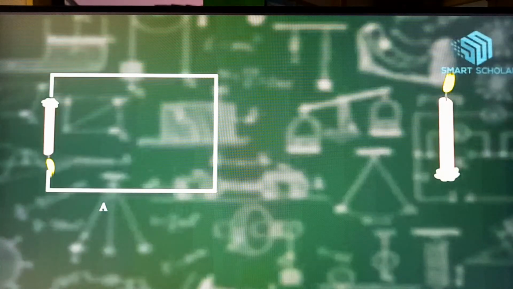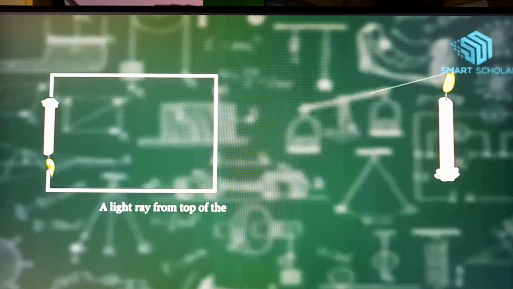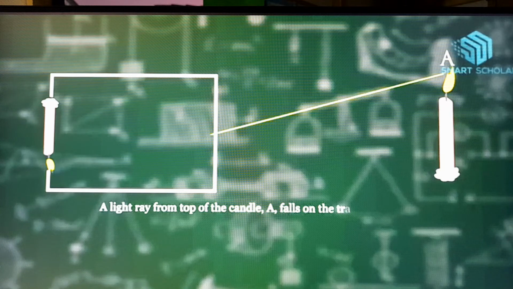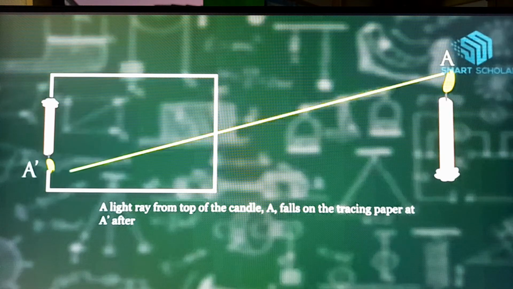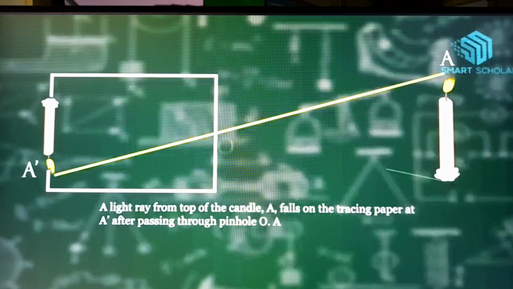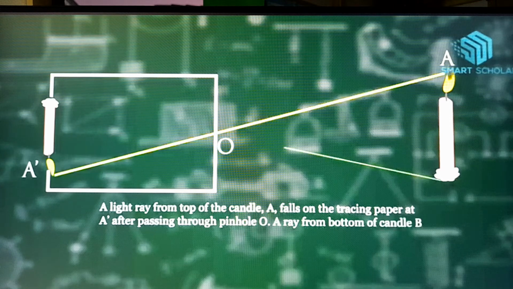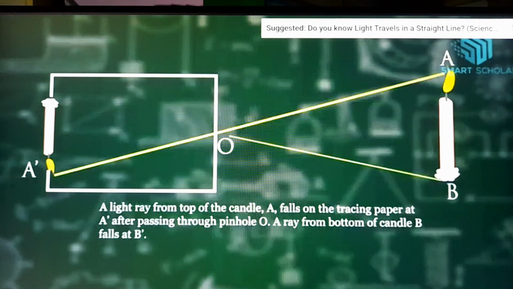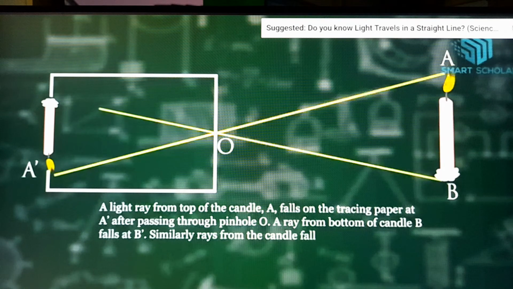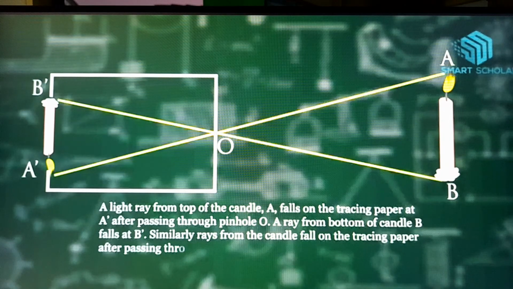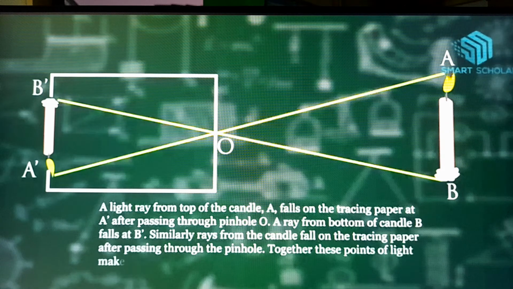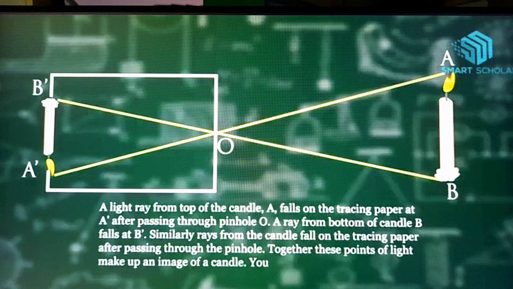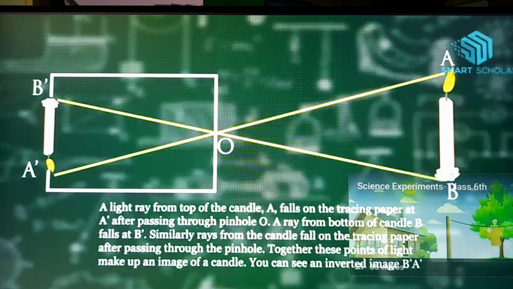Let us see how image was formed. A light ray from top of candle A falls on the tracing paper at A1. After passing through the pinhole O, a ray from the bottom of candle B falls on B1. Similarly, rays from the candle fall on the tracing paper after passing through the pinhole. Together, these points of light make up an image of a candle. You can see an inverted image of B1, A1 of a candle.